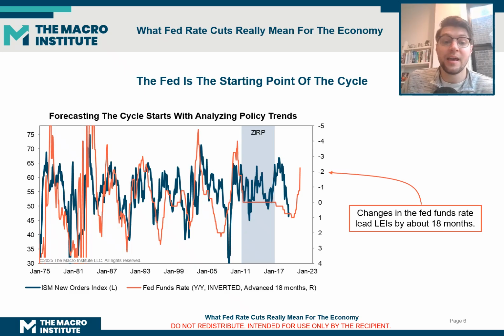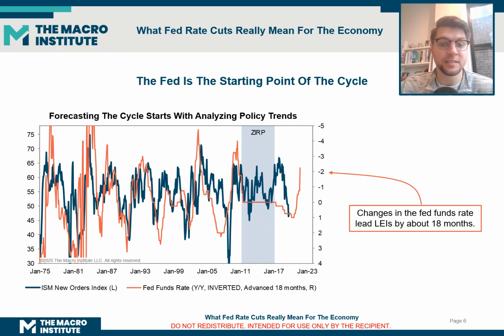So yes, the Fed's funds rate leads leading economic indicators. Changes in the Fed's funds rate lead LEIs by about 18 months. That's what we talked about, where interest rates eventually impact economic activity. This is showing it graphically.